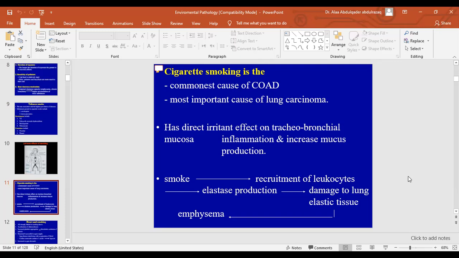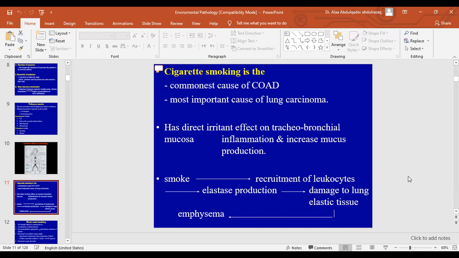طبعا having the direct irritant effect on the tracheobronchial mucosa leading to the inflammation and increase mucus production. لذلك تشوفون اللي يدخنون دائما عندهم من يقح يطلع سبيوتم. ليش؟ لأن زيادة الميوكس برودكشن. زين، هذا السموك راح يسوي لنا recruitment of leukocytes. هذه الميكانيزم ليش دا يصير عندنا انفيزيما بالسموكرز؟ يصير recruitment of leukocytes.